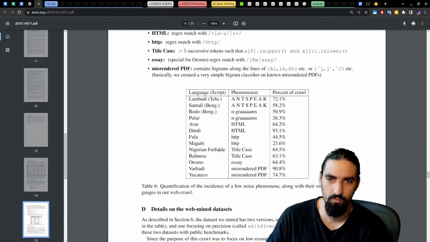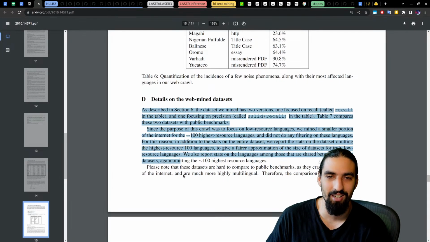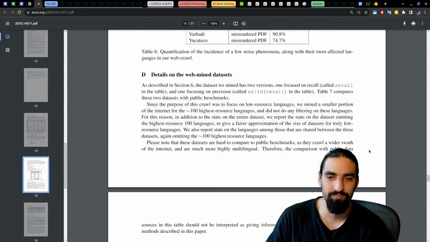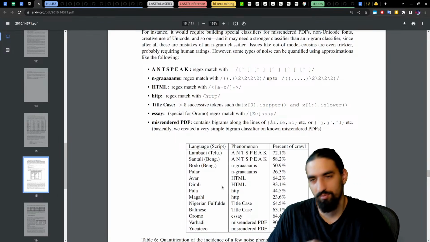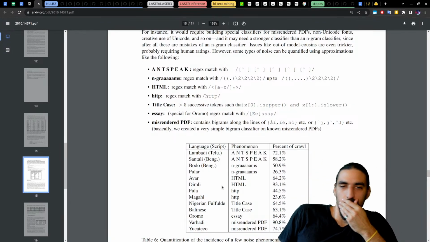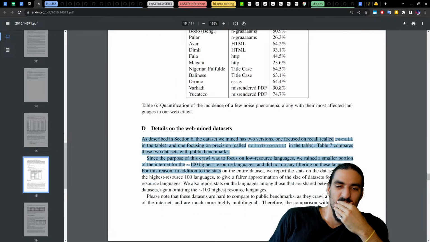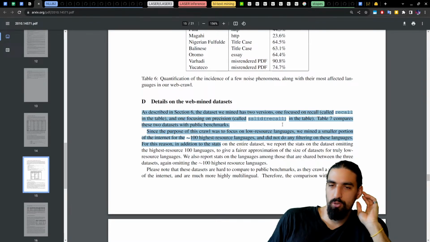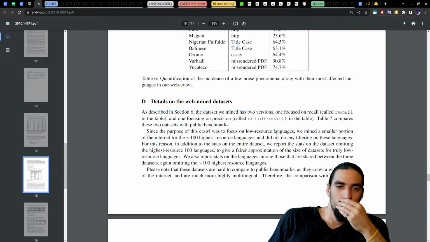Interesting. It's going to be a ton of issues for different languages. As described in section 6, the dataset we mined has two versions, one focused on recall and one focusing on precision.